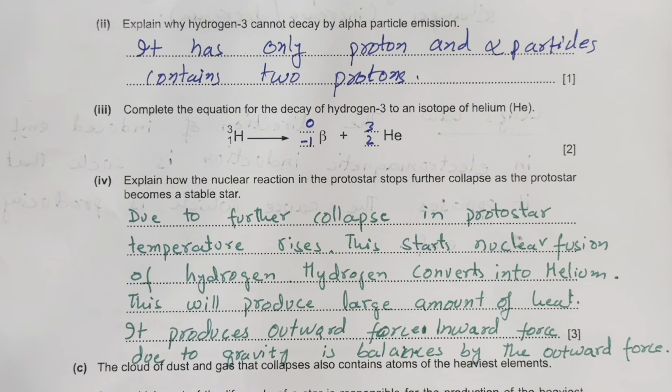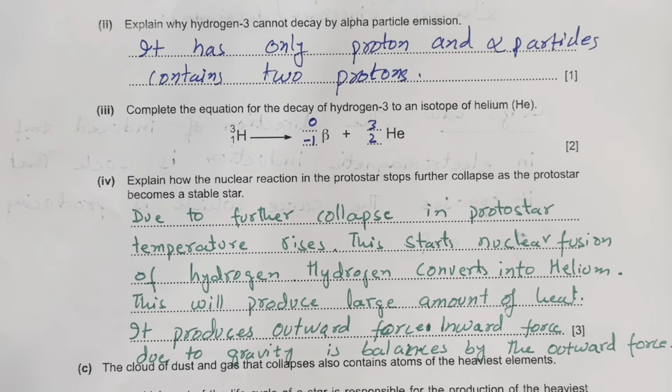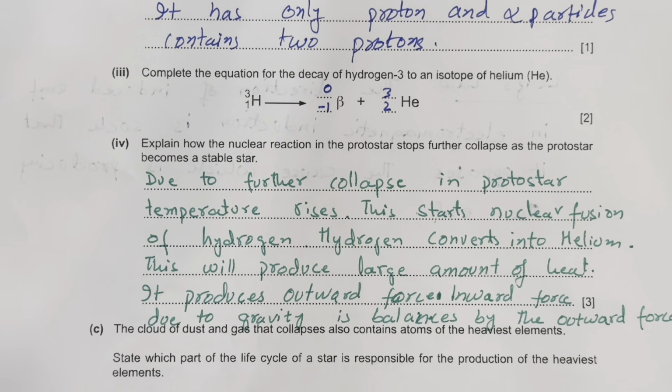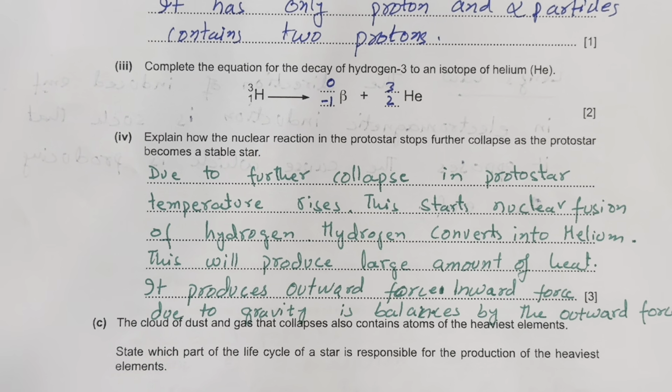So you can also write over here simply that after the collapse the temperature will rise and the nuclear fusion reaction will start to convert hydrogen into helium, and an immense amount of energy will be released, and the inward force is balanced by the outward force which was generated by the nuclear fusion reaction.